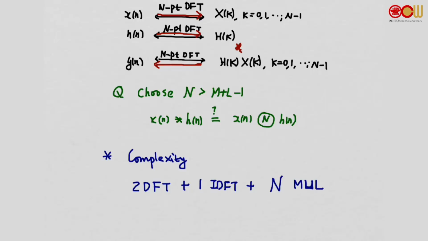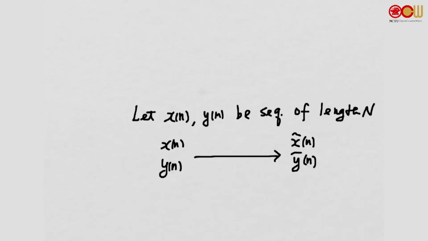And it turns out that there are fast algorithms for computing DFT and IDFT. So the overall complexity will be smaller than doing linear convolution directly. There are a few properties that we would like to cover.